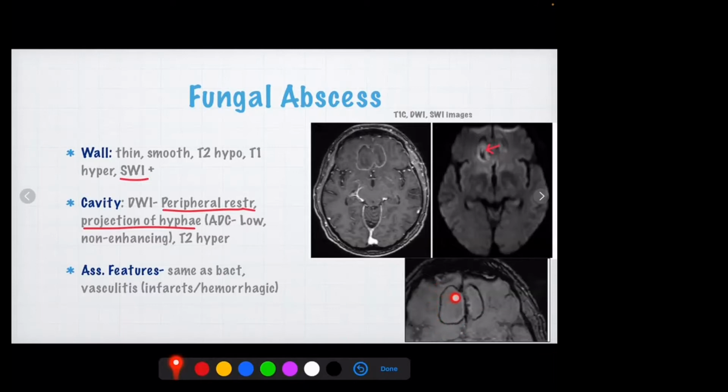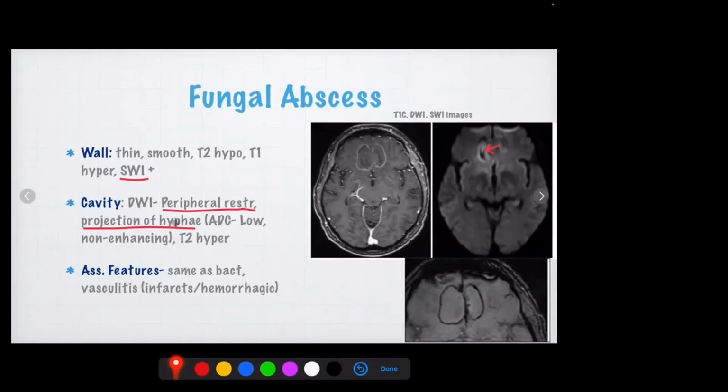And if we can find this, even an incomplete ring, it need not be a complete ring, would be blooming. This is relatively specific for a fungal infection. So this is a clue we should always try and look for. On T2, the wall would be hypo and the content would be hyper on T2. So nothing much to differentiate.